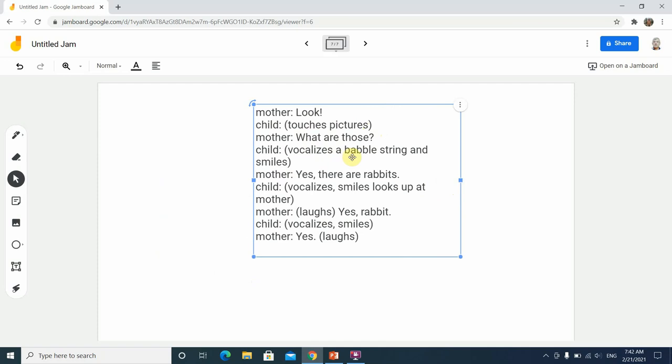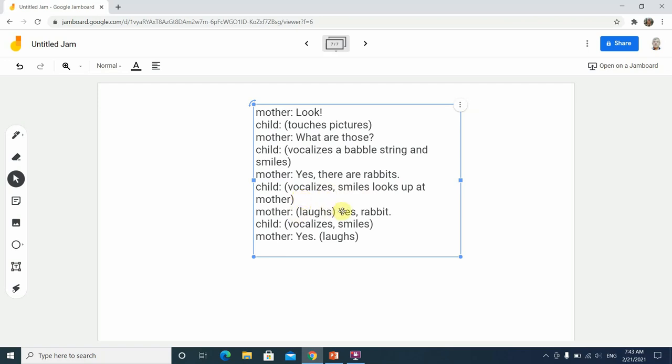Child vocalizes a bubble string and smiles. Actually, he or she doesn't produce any kind of language. Just making noise, babbling. The mother says, yes, there are rabbits. Does he say rabbits? No, he just produces sounds. But the mother is trying to use a language style similar to his language, similar to his behavior. She says, yes, there are rabbits, as if he is saying they are rabbits. Actually, he is saying nothing. And the child vocalizes, smiles, looks up at mother. Smiles and vocalizes.